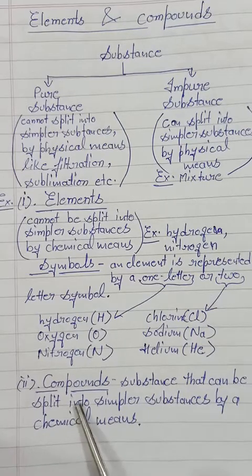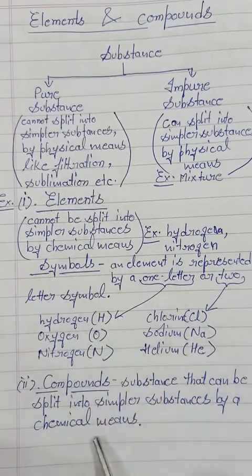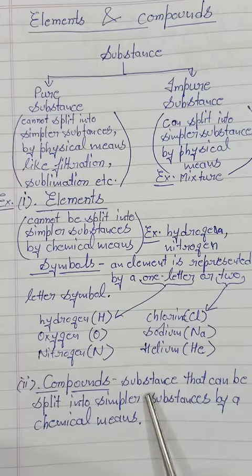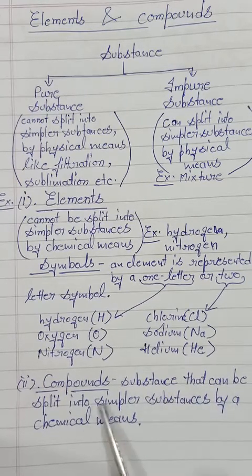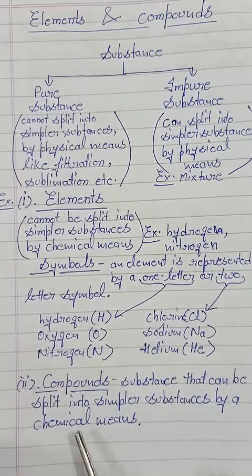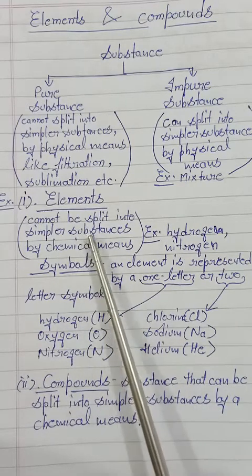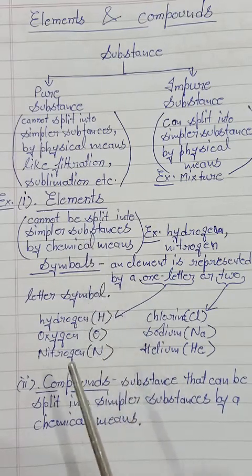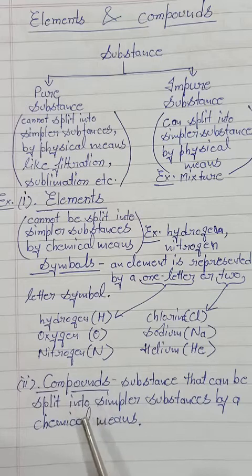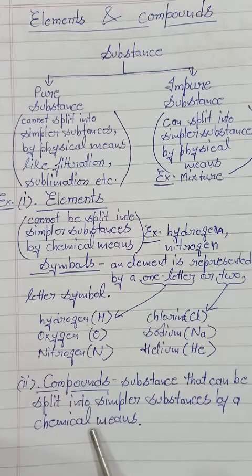The next example of a pure substance is a compound. A compound is a substance that can be split into simpler substances by chemical means, whereas elements cannot be split into simpler substances. So which thing can be split? It means it is a bigger thing.